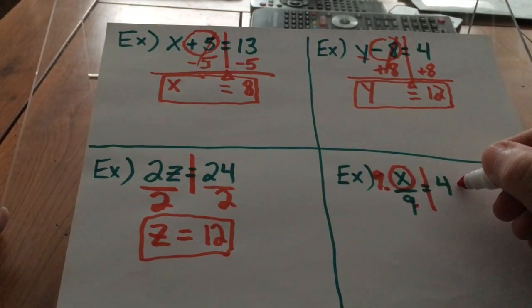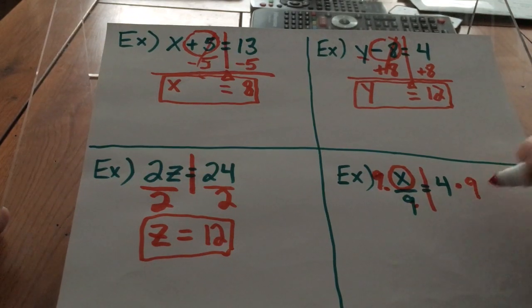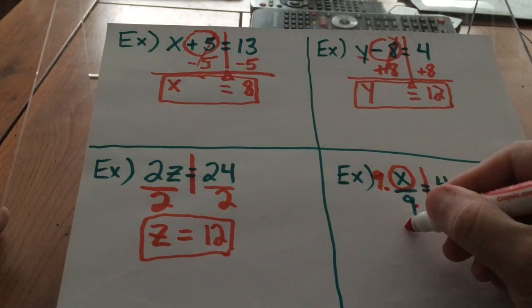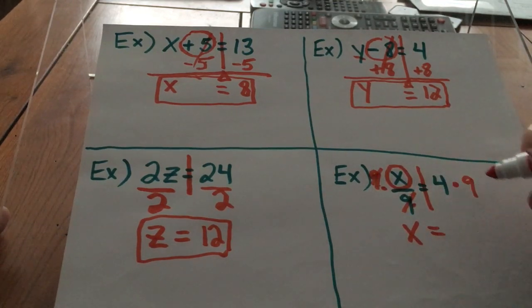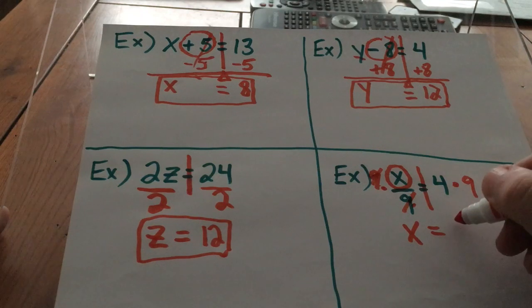But I've multiplied by 9 here. I have to multiply by 9 on this side, and what I'm left with over here, these 9s will cancel, and x is equal to 4 times 9 is 36.